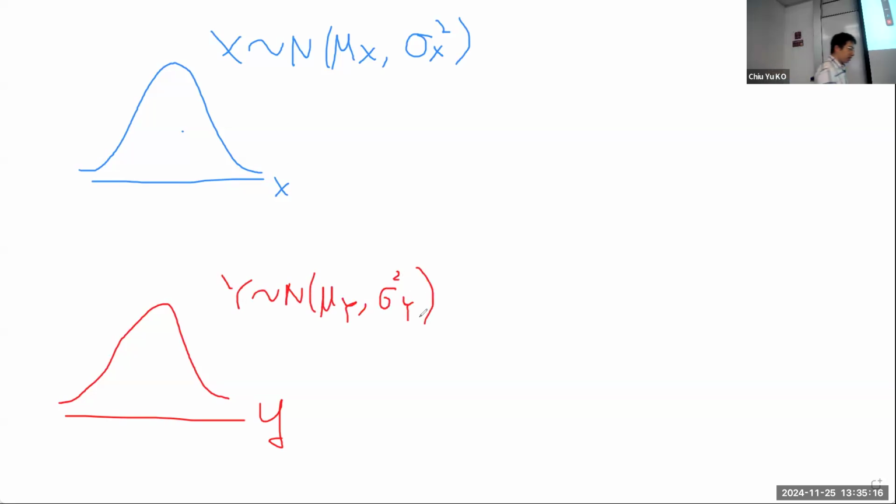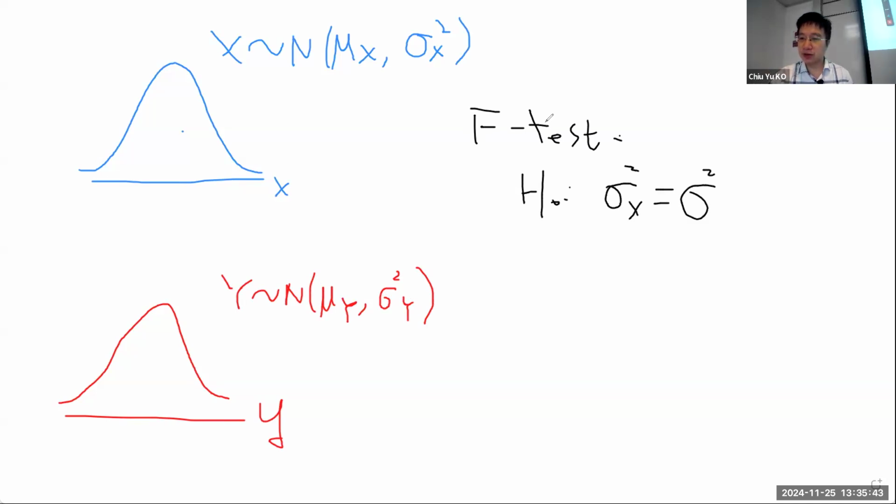The question is, I have two bell curves. I want to check if they have the same variance. That's the F test. H0 will be sigma squared X is equal to sigma squared Y. And H1, there are two tail or one tail, but let's say I have two tail.